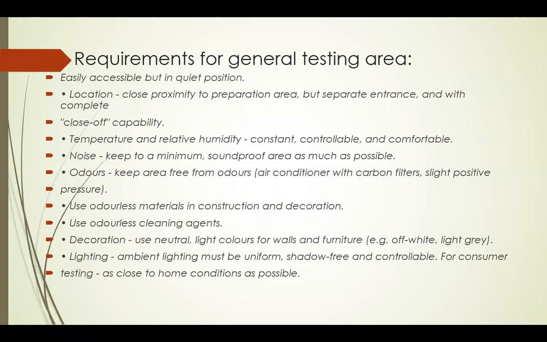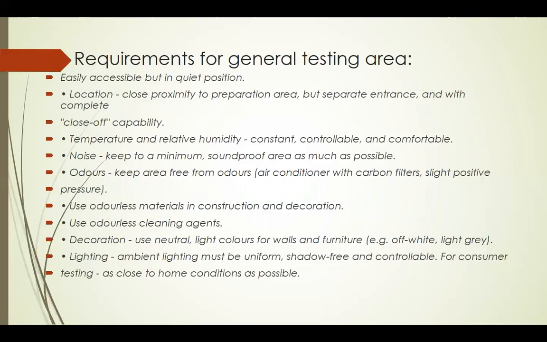And about the noise, we should keep to a minimum, a soundproof area as much as possible. Also the noise, the odor, the lighting, all of this can influence the tasting. So for noise and odors, use odorless materials and construction decoration. We should keep the area separate from others. So it can be air conditioners, carbon filter, slight positive pressure, etc.